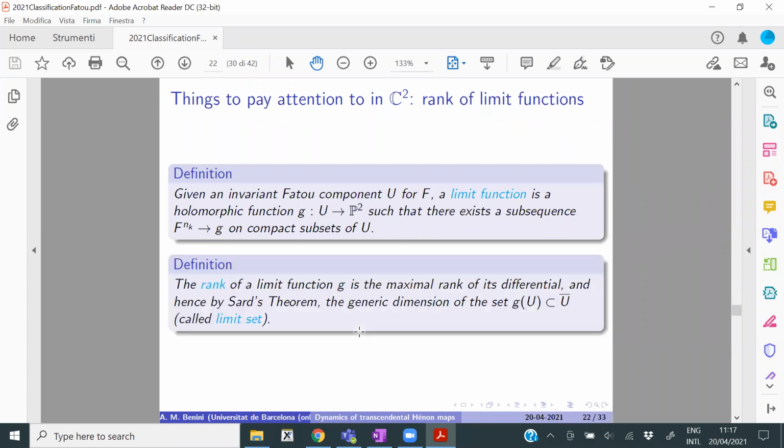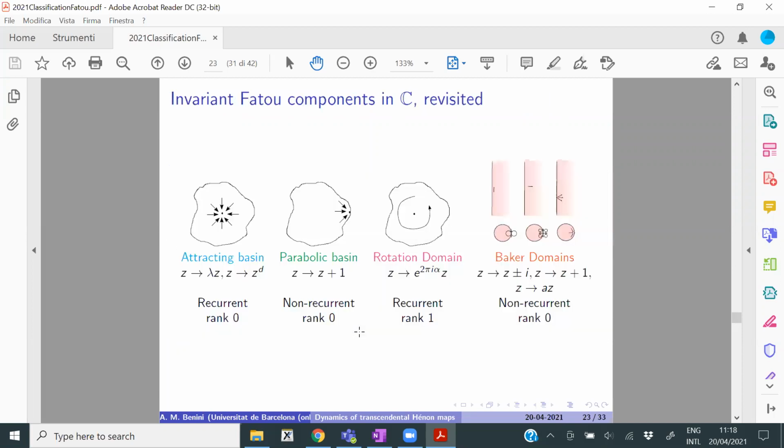And this is the same as looking at the rank of the differential of your limit function, okay? Generically, this is going to have a certain dimension. So basically, your differential is a 2 by 2 matrix. You look at the rank of this matrix, and according to the rank of this matrix, this will tell you the dimension of your limit manifold in the various cases.